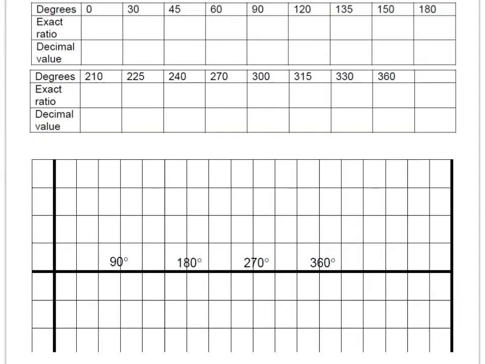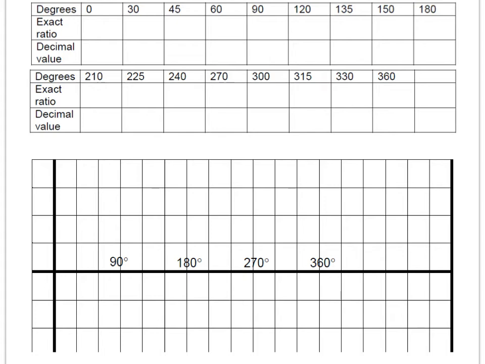In the first example, we are supposed to plot the graph of y equals sine x. The table of values is given here, which you have to fill up, and then the graph is given at the bottom. So we are going to start with the major points, 0, 30, 45, 60. These, if you remember, are the special angles that you learned in the previous unit.